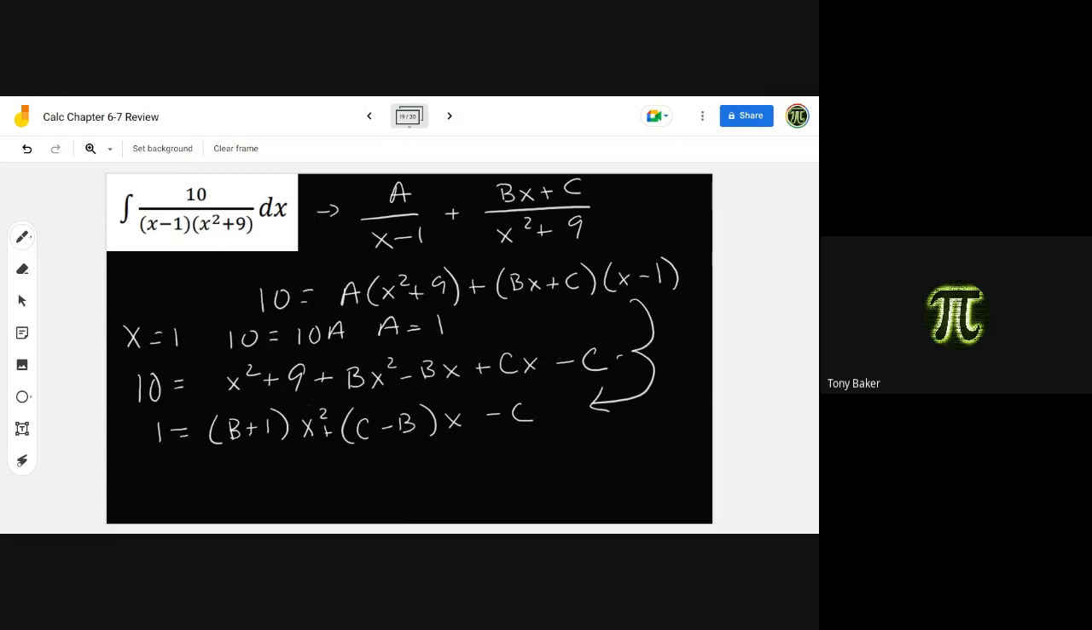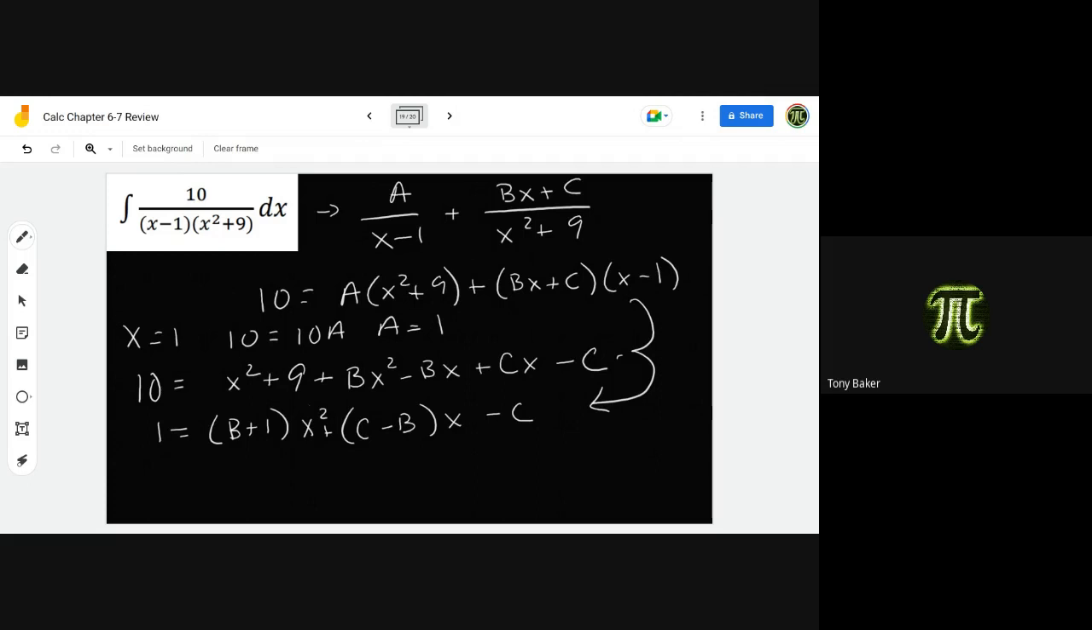That's where the 1 came from, because that was the only number that was left here and makes my life a little bit easier. Then I've got the x squared and the bx squared. So that's where b plus 1 comes from, because if I added those together, I get b plus 1. The x, I have c minus b. I could have done negative b plus c, I just wanted the negative sign though. And then the negatives.